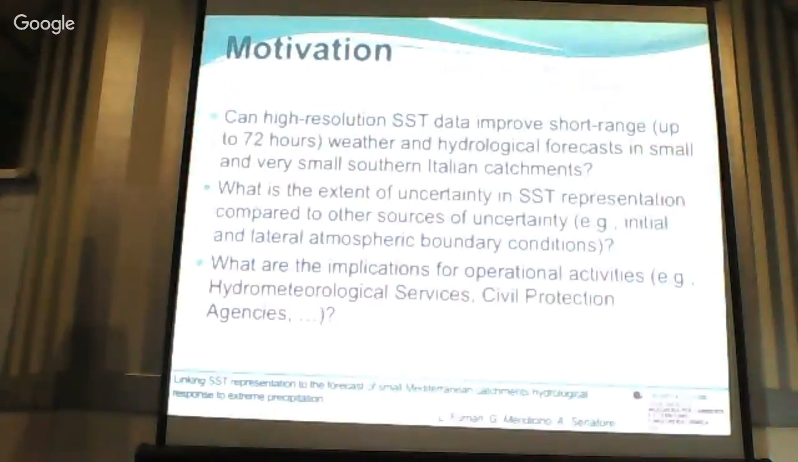The main research questions are the ones you can see here. We wonder if high-resolution SST data can improve short-range weather and hydrological forecasts. We are moving in a forecast window of about 3 days or less. The SST fields representation is a level of uncertainty, and what is the extent of uncertainty of these SST fields with respect to other sources of uncertainty, especially initial and boundary conditions, and what are the implications for operational activities.